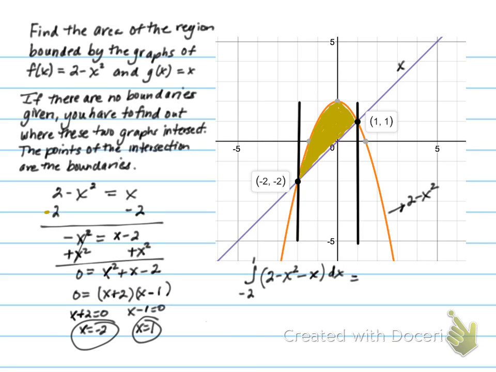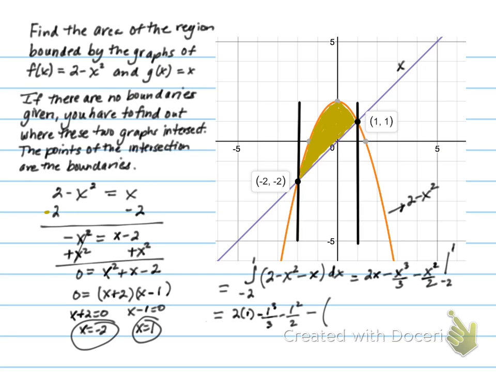And then I just need to integrate each term. So I integrate the 2, I get 2x. If I integrate x squared, I get x cubed over 3. And if I integrate the x, I get x squared over 2. And I'm going to integrate that from -2 to 1. So I'm going to put in 1 first, and then -2. So if I'm substituting 1, I have 2 times 1 minus 1 cubed over 3 minus 1 squared over 2. All right, and then minus, I'm going to substitute -2 in.